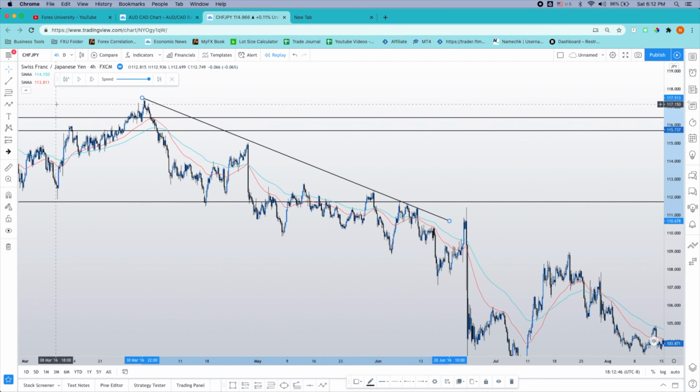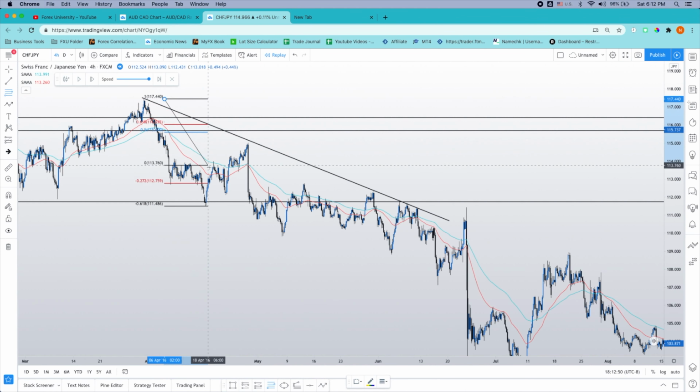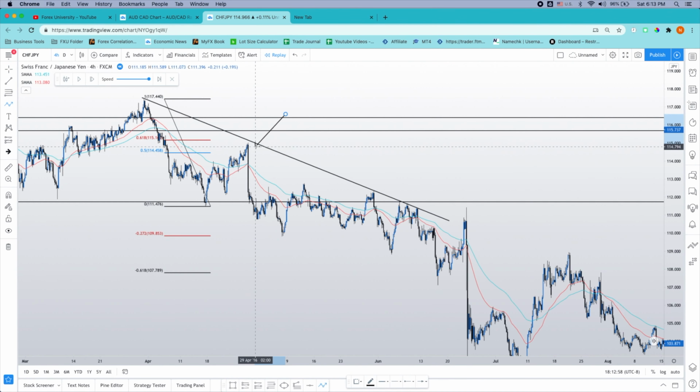So if you're a trend trader, use your fib, okay? Swing high to swing low. What is price doing? Price is literally between the 50 and the 61.8, and it's almost tapping that resistance area in this trend line, okay? So this gives me a great opportunity to get into an entry.